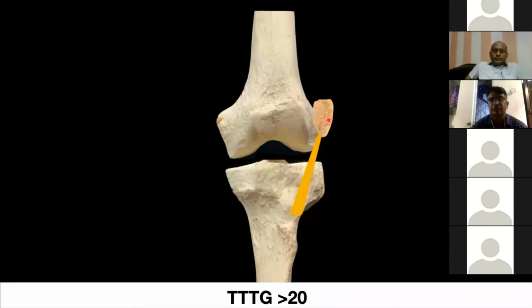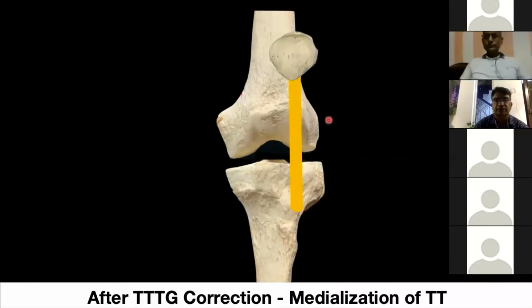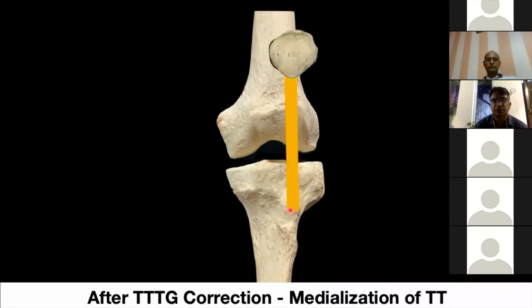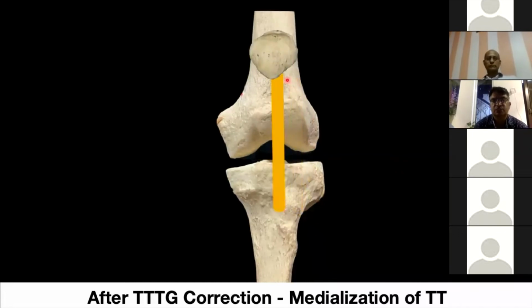So you get a lateral dislocation of the patella. So if you transfer the tibial tuberosity medially, then what happens? The pull is directed towards the groove and towards the sulcus, and then your patella tracks normally.